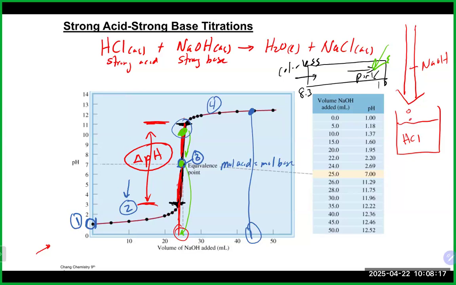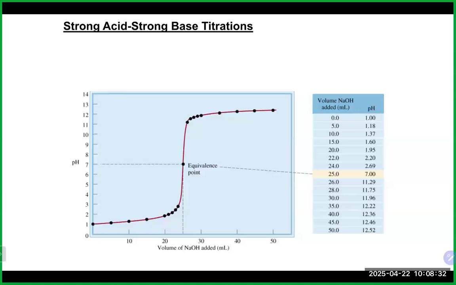Any questions on that there? So that's the age-old question of why people say that I only added 1 drop and it just changed really, really big in terms of the color. So what happens though when we are here at the equivalence point? How do we get to our pH? So let's take a look at that.